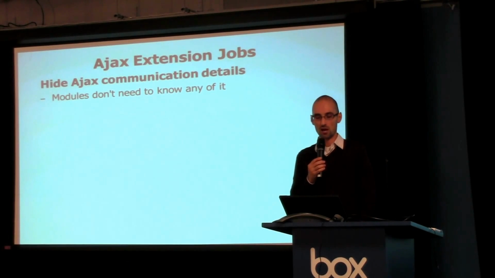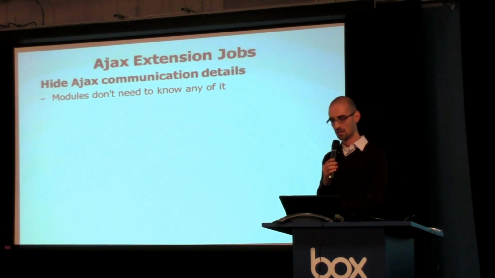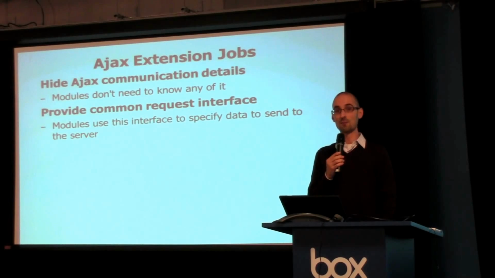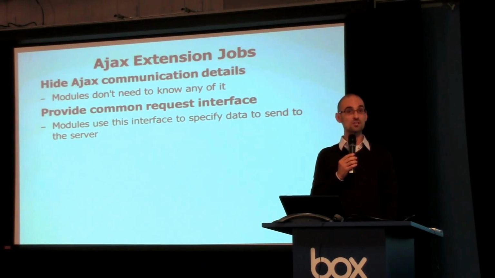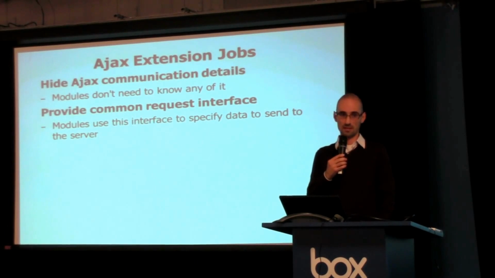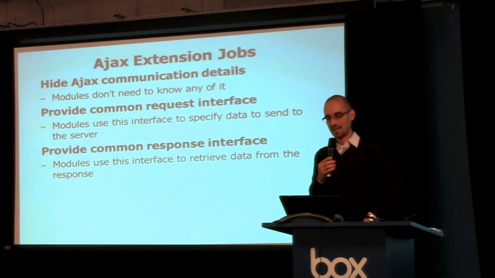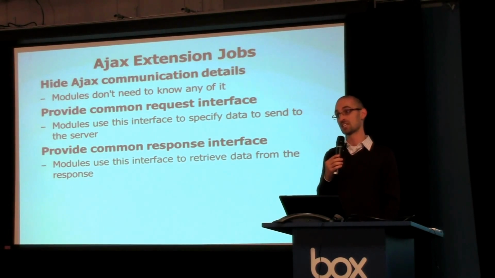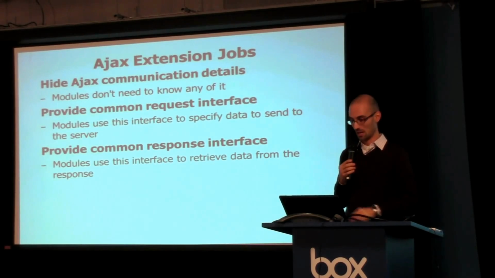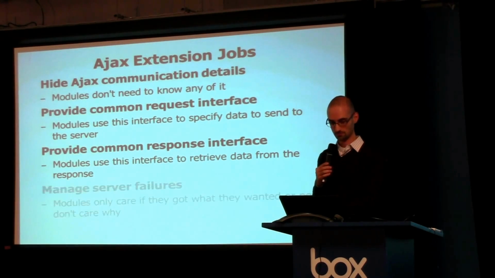So the AJAX extension's job, obviously, is to hide all of those details with those 3 parts of the communication. The modules shouldn't need to know any of that. Provide a common request interface. So whatever you're sending to the server should be generic enough that you're not sending a string, but you're sending a bunch of key value pairs. And a common response interface as well. Same deal. You should be able to get back a series of key value pairs and not need to know about the actual over-the-wire data format.